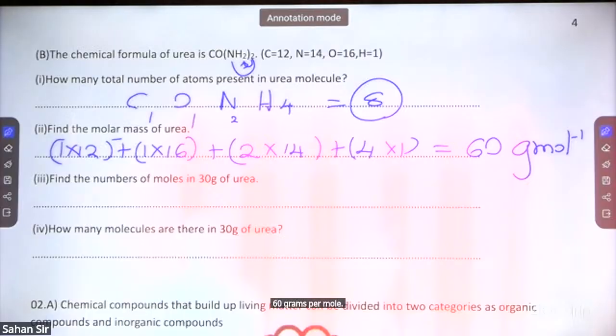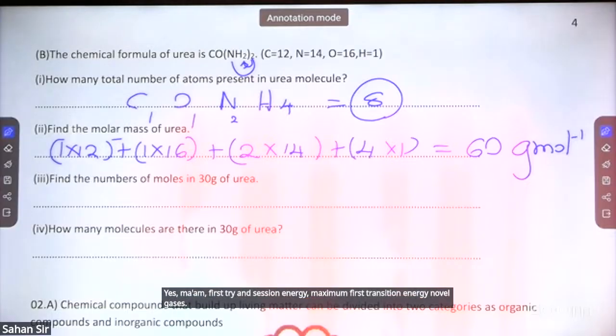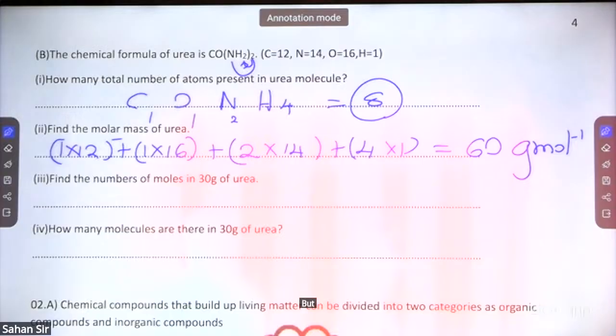First ionization energy will be maximum for the Noble gases. But electronegativity, Noble gases will not have.